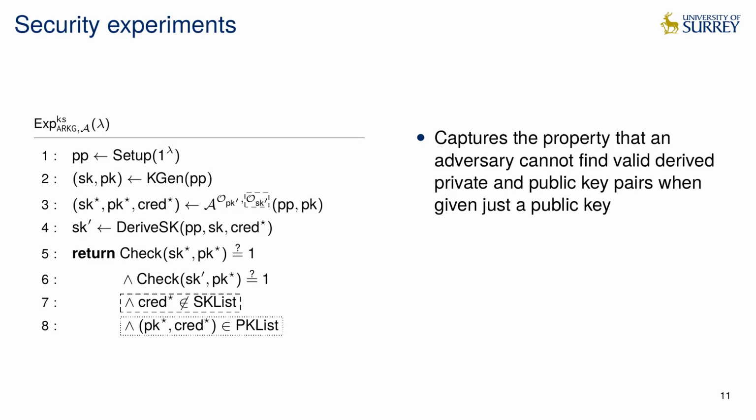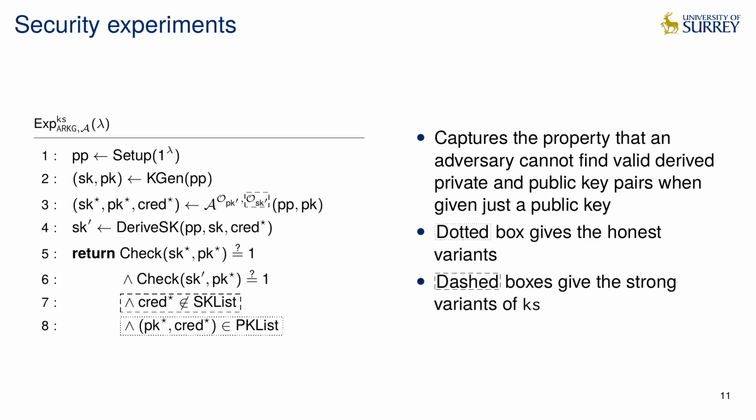Our KS security experiment captures the property that an adversary cannot find valid derived public and private key pairs when given just a public key. The honest variant, given by the inclusion of the dotted box, requires the adversary to have called a derived public key oracle, which records PK and cred in a list PK list. The inclusion of the dashed boxes gives us the strong variant. This means that the adversary is given a derived secret key oracle, but cannot trivially query this oracle with the challenge credential star. The private key oracle takes as input cred and returns the result of calling derive SK and updates its own internal list.